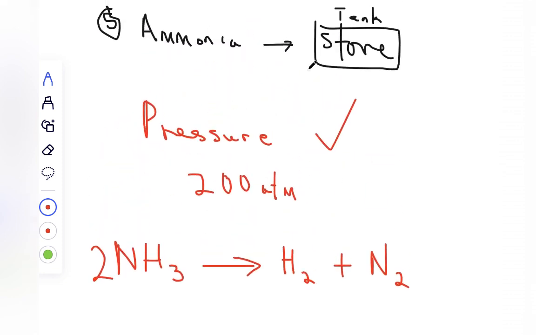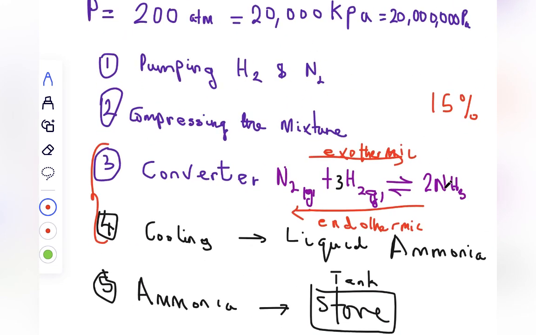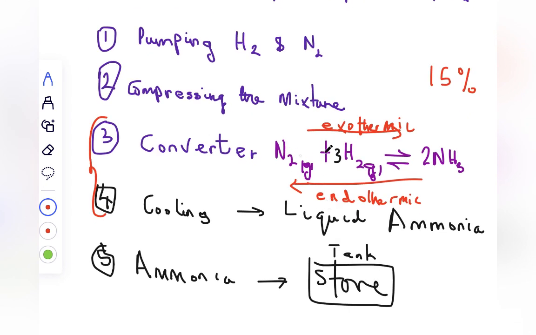Meaning your yield, which is the ammonia, is going back to the original reactor. Remember, it's a reversible reaction. So when you increase the temperature, it does not favor the forward reaction. It favors the backward reaction when you increase the temperature. But when you increase pressure, it will favor your forward reaction.